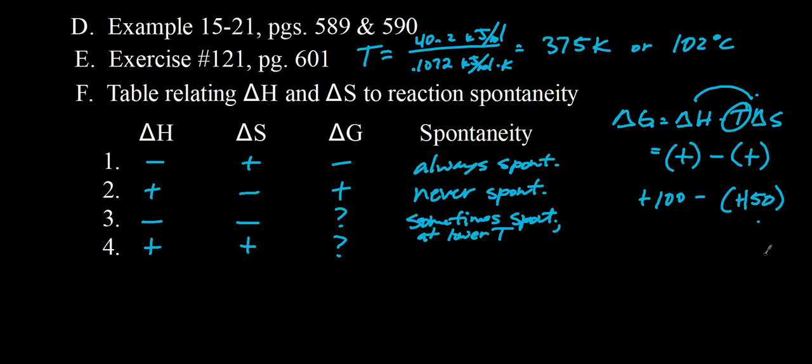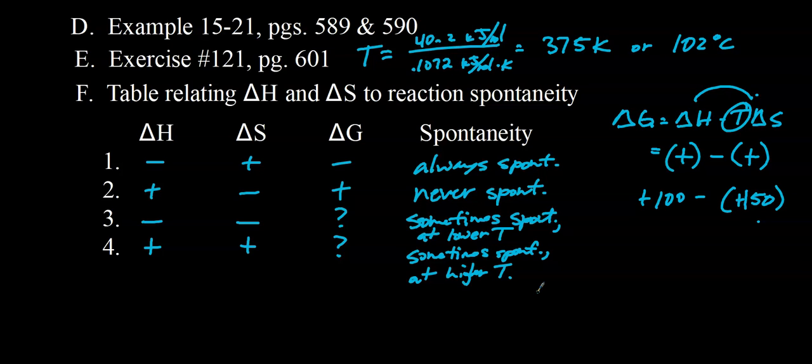So in this situation, an endothermic reaction that increases in entropy will only be spontaneous if the magnitude of T delta S is greater than delta H. And when is that? So let's write here. So again, sometimes spontaneous. This time only spontaneous at some high enough temperature, making T delta S bigger than delta H.